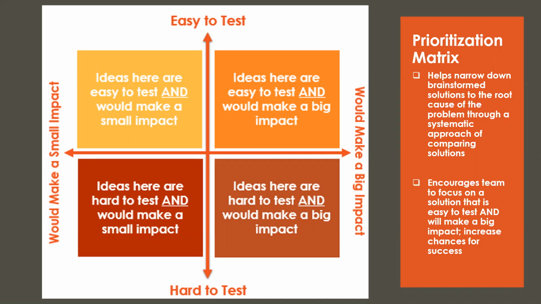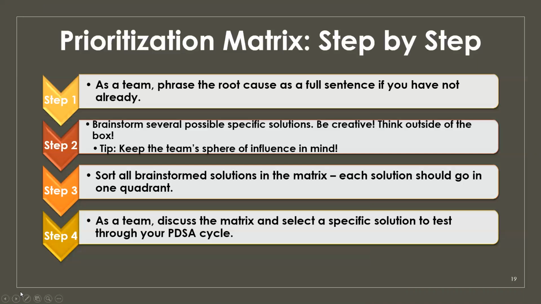So I'm going to move us forward into how to set a prioritization matrix up. The first step is, as a team, you really want to come to consensus on root cause if you haven't already. Hopefully you did at the end of your root cause analysis, and you want to state your root cause as a full sentence and be sure that you have consensus on that so that the team is brainstorming potential solutions around the same root cause and has a shared understanding of what that cause is.